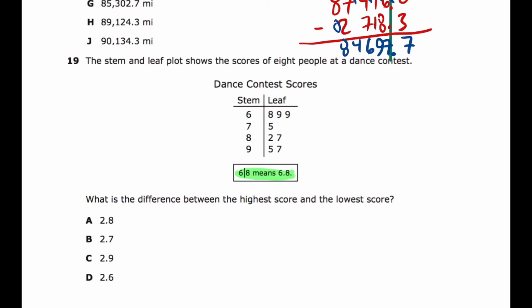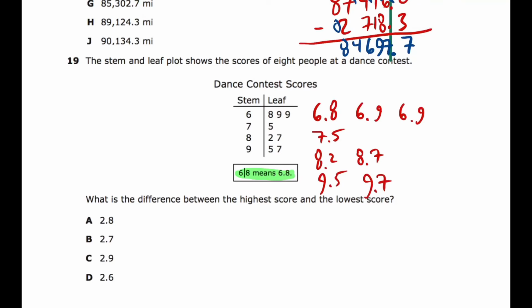And so if I see 6 on the left side of the line and 8 on the right side, I know that that is going to be 6 and 8/10. So my values, I have 6 and 8/10, 6 and 9/10, and another 6 and 9/10. The next line I have 7 and 5/10, 8 and 2/10, 8 and 7/10, 9 and 5/10, and 9 and 7/10. And again, it tells us 8 people, so I can just count these and see that I do have all of my data.